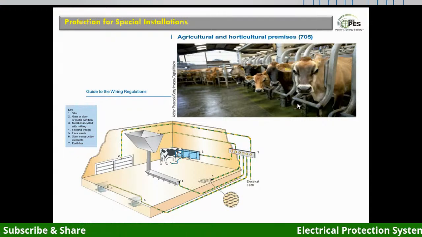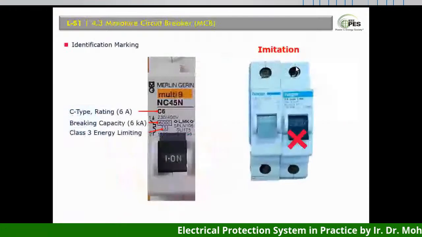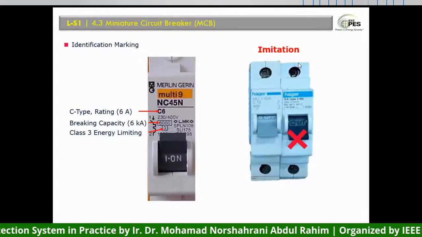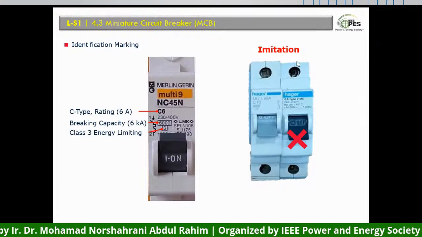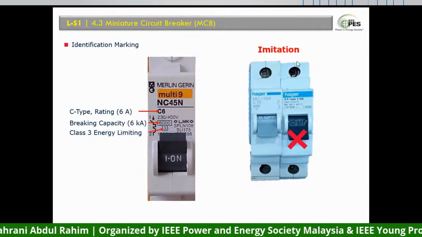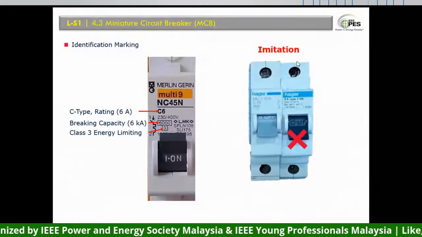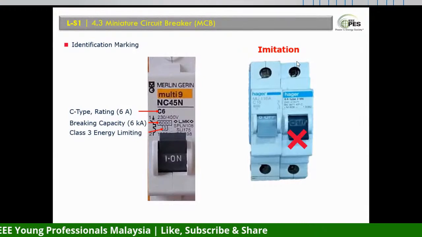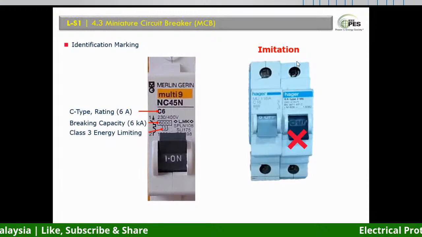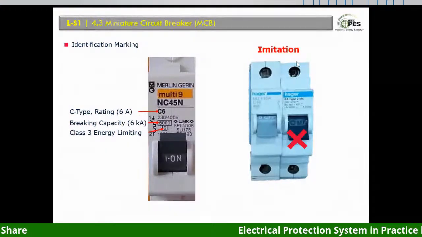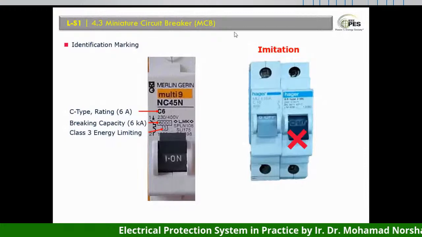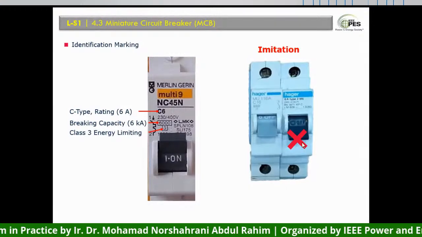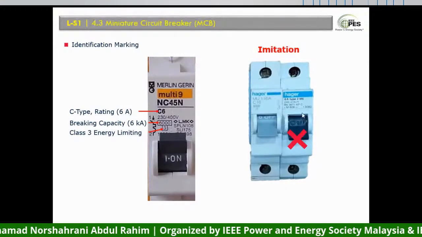Okay, I just go through some of the cases that happened. Even though we had specified a very good description in the BQ and the drawing, there are also some issues in the industry, for example, imitation. I'm not promoting the brand, just showing some of the cases. You can see that the left and right MCBs look similar. Even though they had specified the standard, it had been complied, but there are also imitations. So what is the problem with buying an imitation? They look similar, but the price is cheaper.